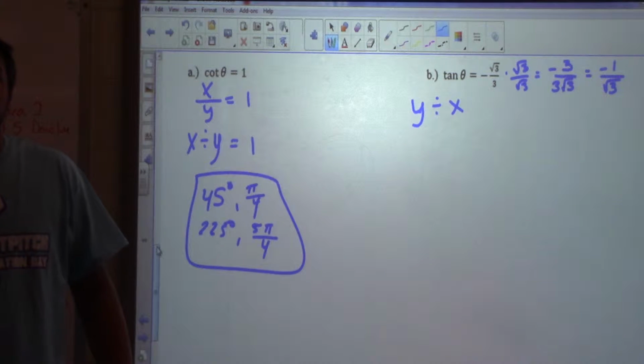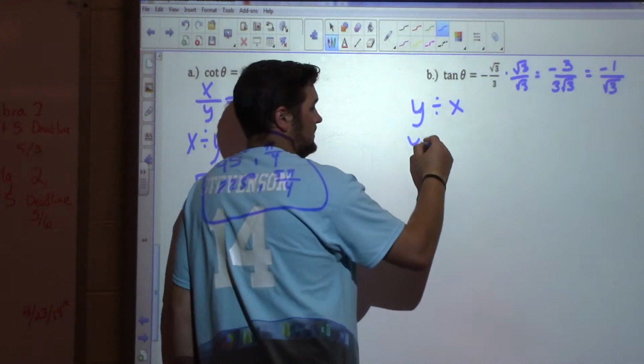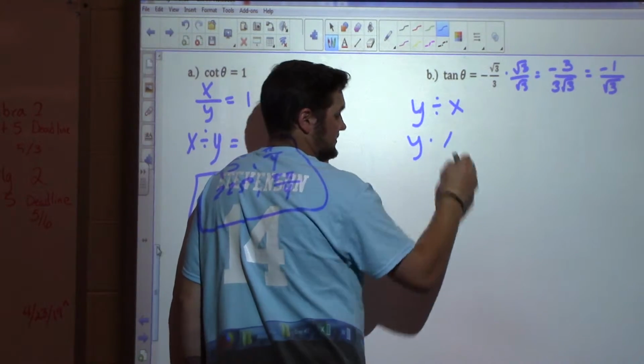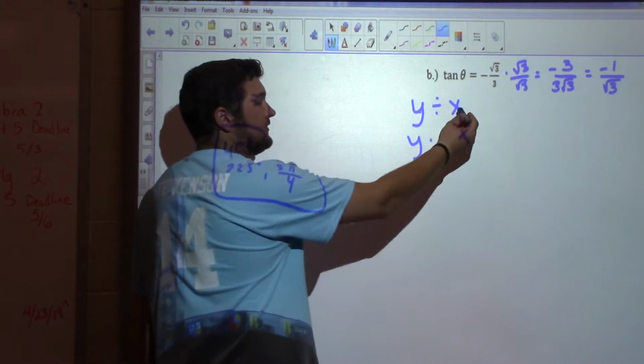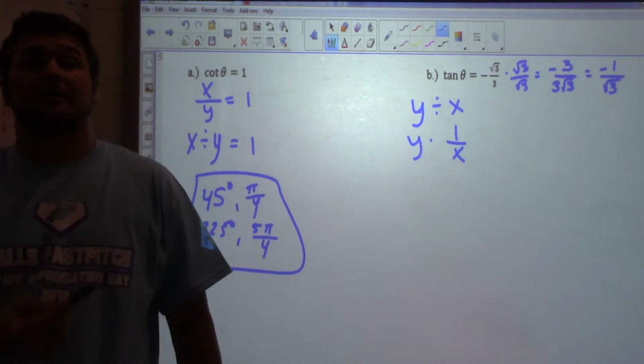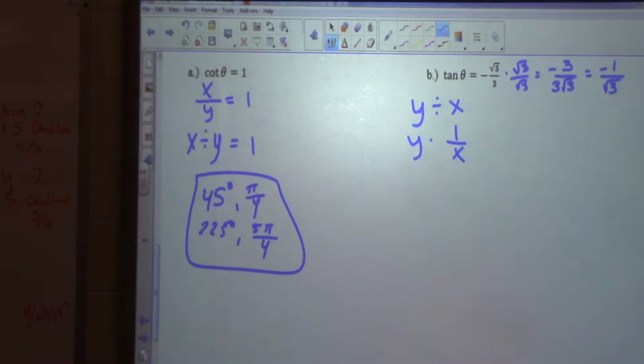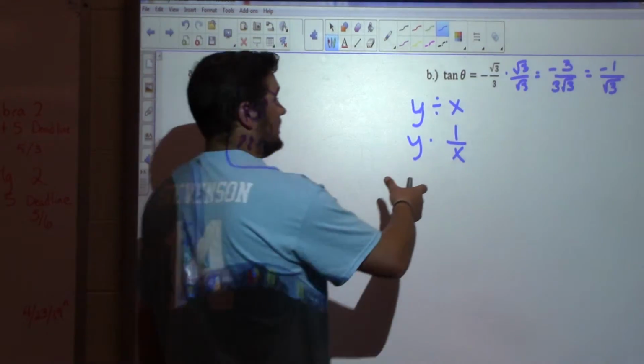The problem is we need to do y times 1 over x. Because when we divide by a fraction, we multiply by the reciprocal, right? So we need to figure out what type of values are going to give me this.